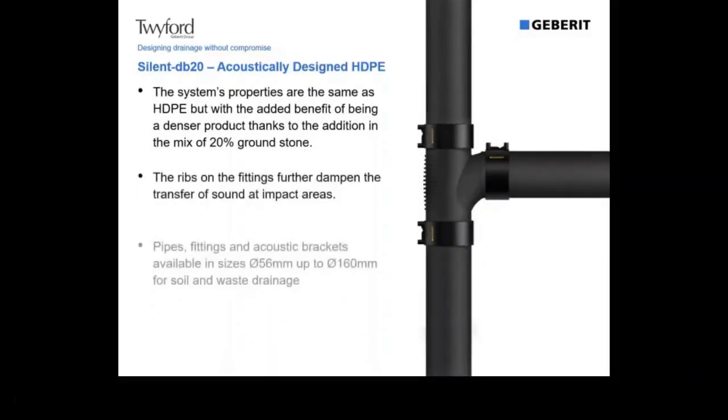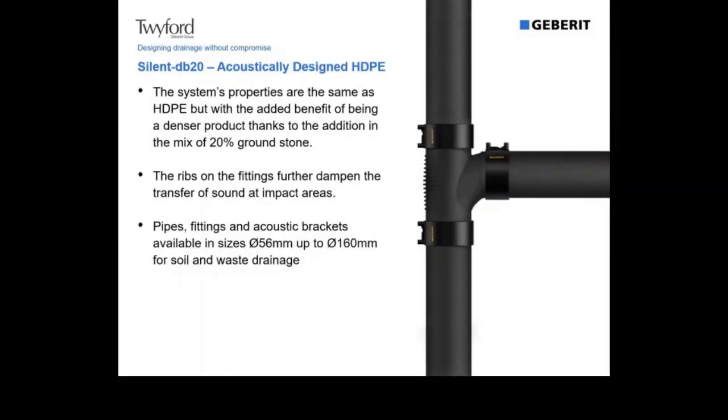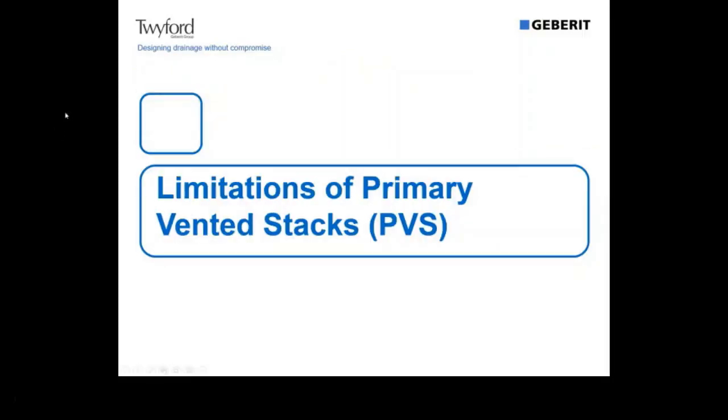The acoustically designed HDPE is a very, very good way of doing it. Operates on the same performance of having either butt welding or having electrofusion welding, and then has full isolation from the building itself. So when you're looking at DB20, by all means, or when you're looking at an acoustic solution, by all means, do give us a shout. We do also have a CPD on acoustics, which this one just sort of gives you a bit of information. But if you do want to know more about it, again, by all means, get in touch with us.